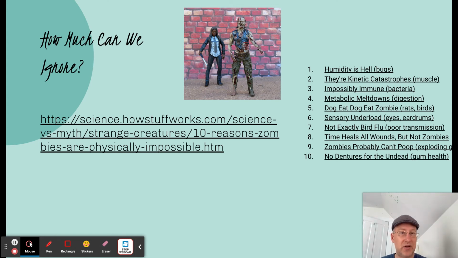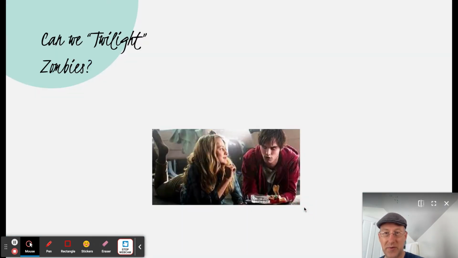Time heals all wounds, but not all zombies. They don't actually heal. They can't poop. So all the bacteria in their guts, unless they have a ruptured gut, is going to expand and they will rupture, they will explode from the inside out. And there's no dentures for the undead. Their gum health would mean that all their teeth fell out and they would be unable to be predators. So, we're going to ignore all of that when we talk about zombies.